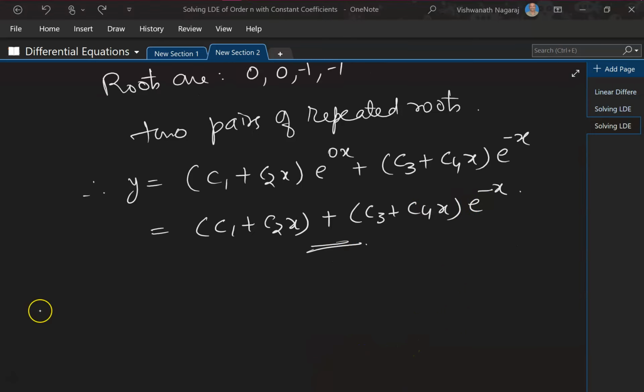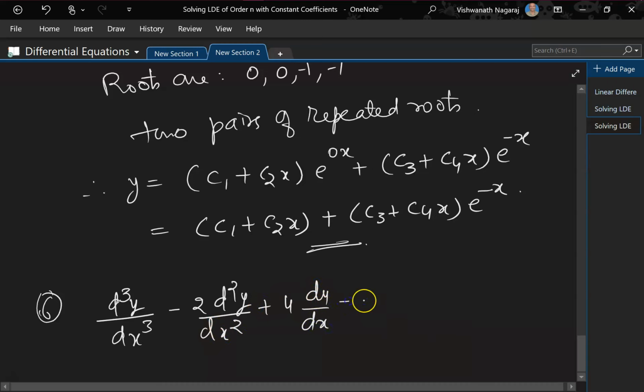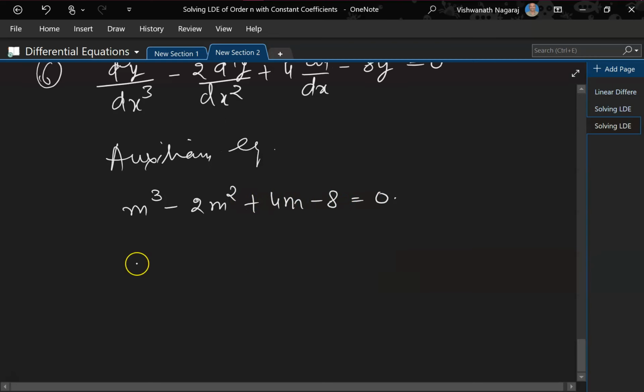Okay, let's do the sixth one. d cube y by dx cube minus 2 d square y by dx square plus 4 dy by dx minus 8y is equal to 0. Now the auxiliary equation would be m cube minus 2m square plus 4m minus 8 equal to 0. Yes. Now we need to factorize this. How do we factorize this?